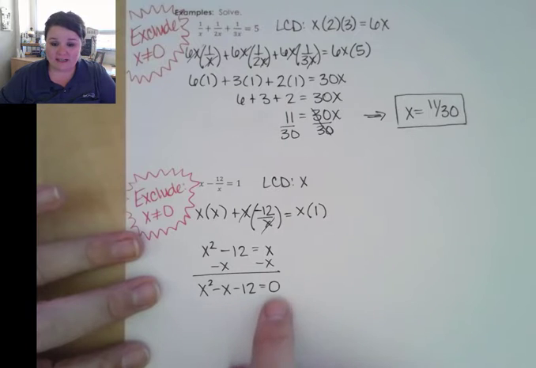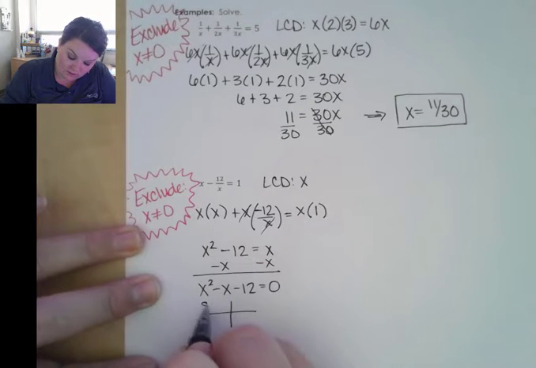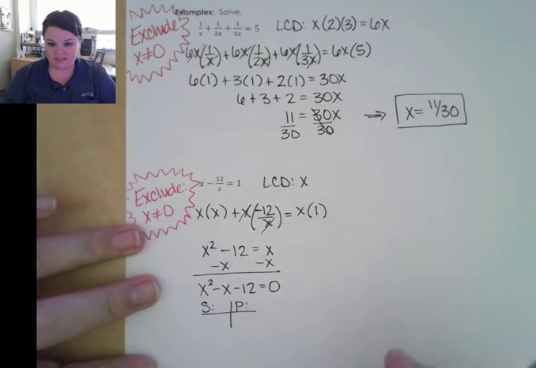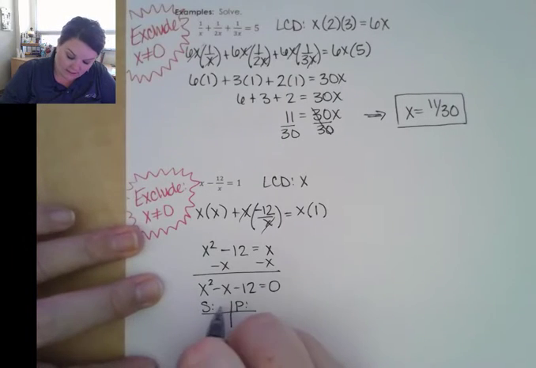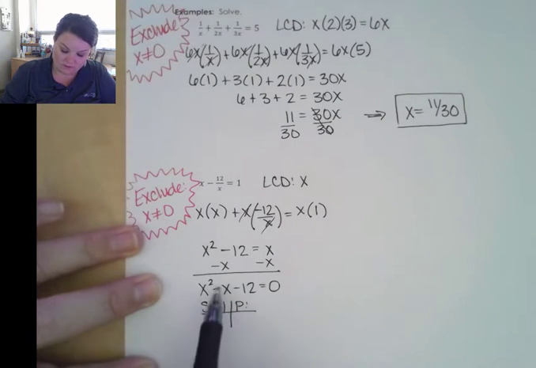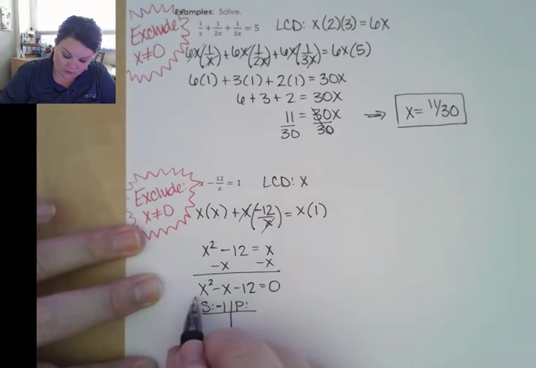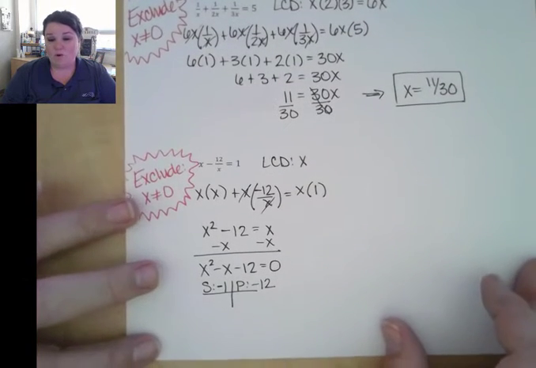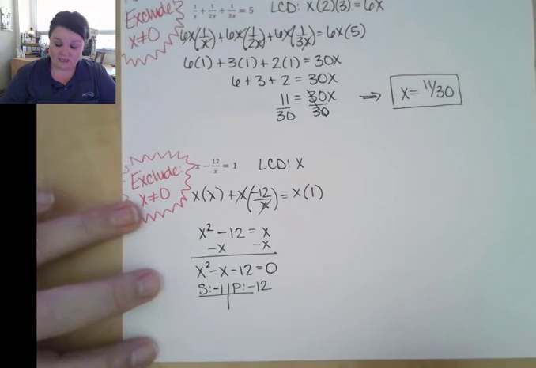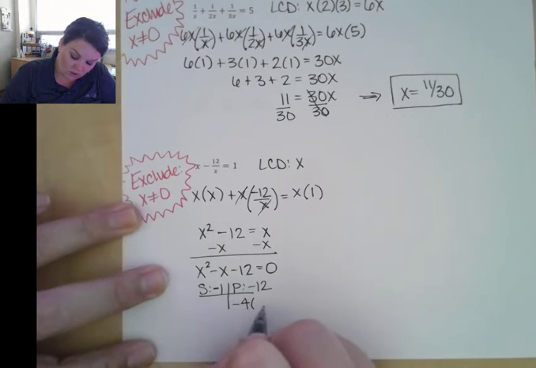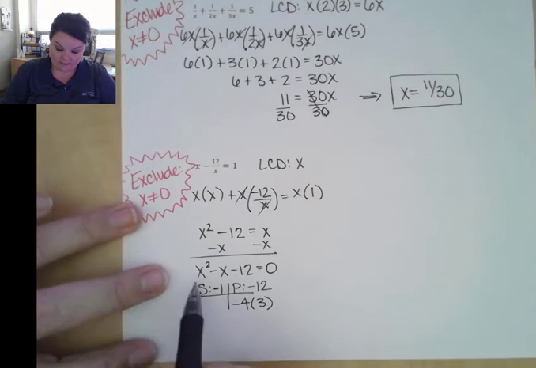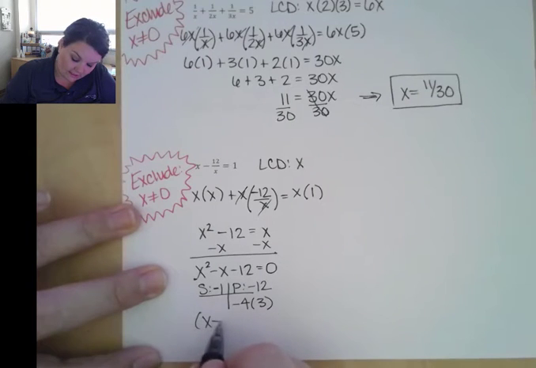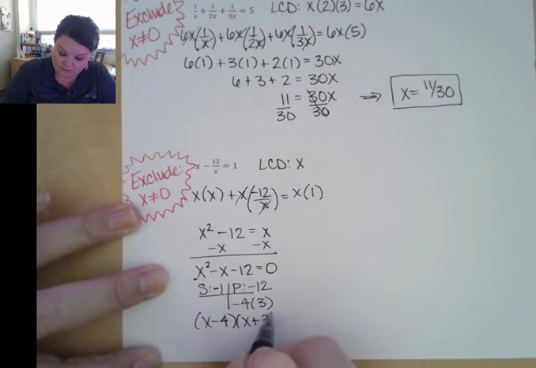And now that everything's on one side and it's equal to 0, now I can go ahead and do my sum product. If sum product doesn't work, then we'll do quadratic formula. But I always try to factor first if they're nice little numbers like this. So my sum is a negative 1, which is the coefficient of my middle term here. And my product is my first coefficient, which is 1, times my last. So my product would be a negative 12. So what can I multiply to get negative 12 that I can combine to get a negative 1 would have to be a negative 4 and a positive 3. And because my leading coefficient is a 1, I can go ahead and do my shortcut, which says this is going to factor into x minus 4 times x plus 3.